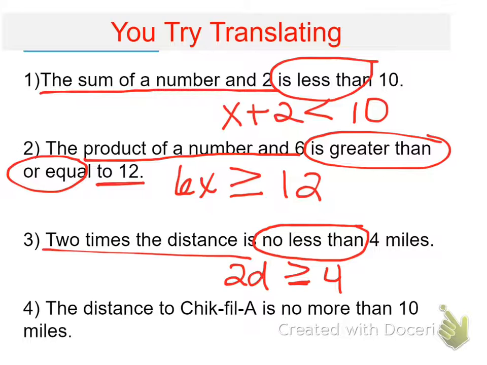The distance to Chick-fil-A is no more than. So what symbol is no more than? Raise your hand when you know what the name of the symbol is that means is no more than. Savannah? Less than or equal to. Distance is less than or equal to 10. Okay?